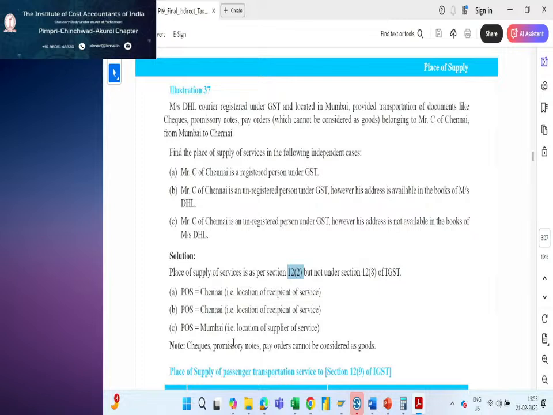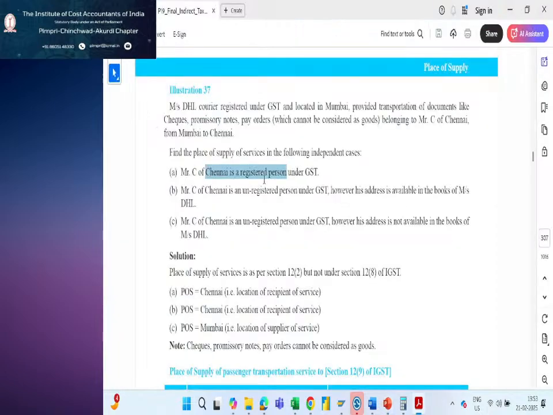For the below cases, we don't apply section 8, subsection 8 of section 12. If you see the supply of services, how it is done by DHL courier service. So first case, recipient of service is who? Mr. C of Chennai. We are considering the scenario as C is a registered person.